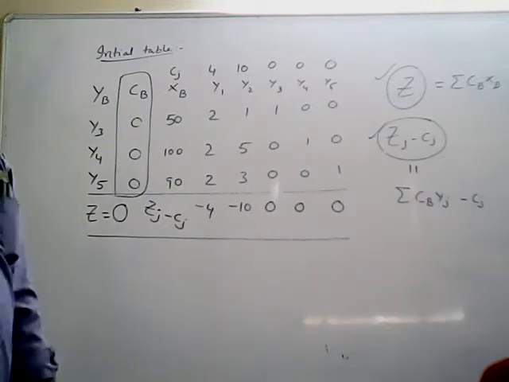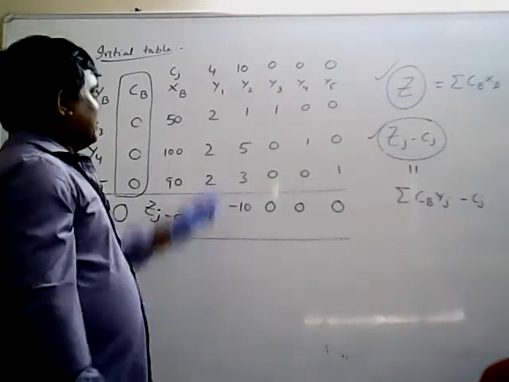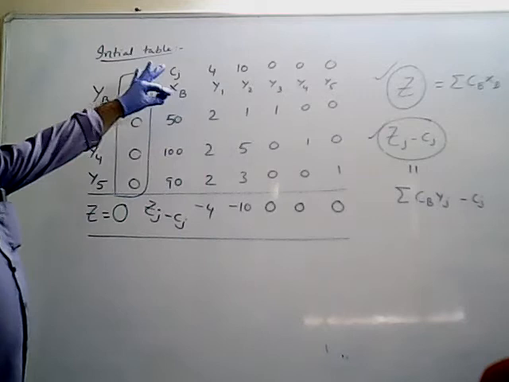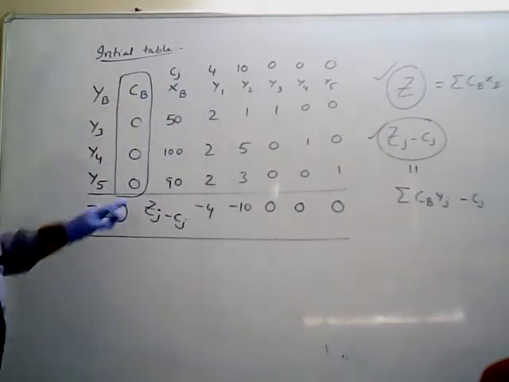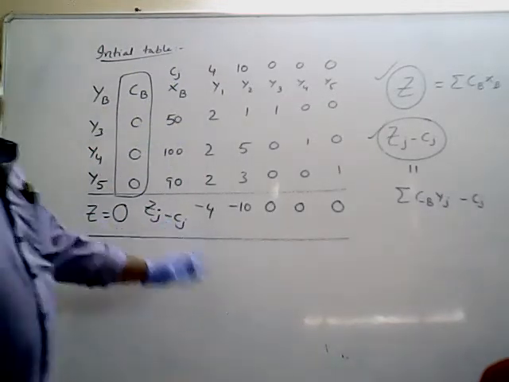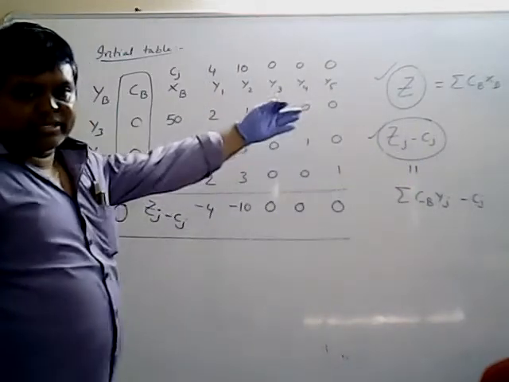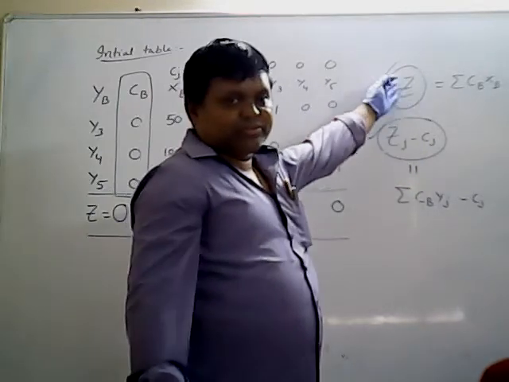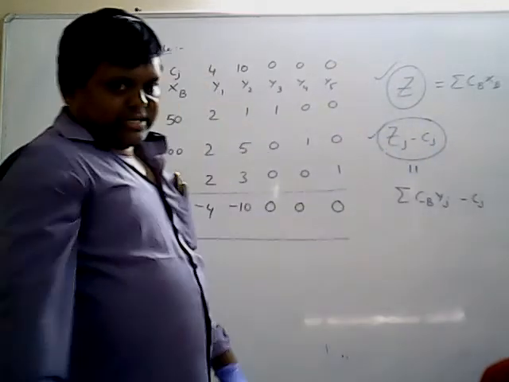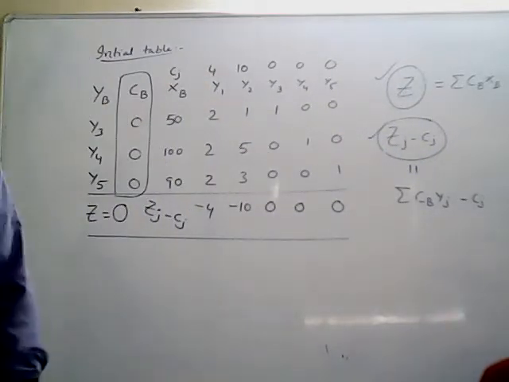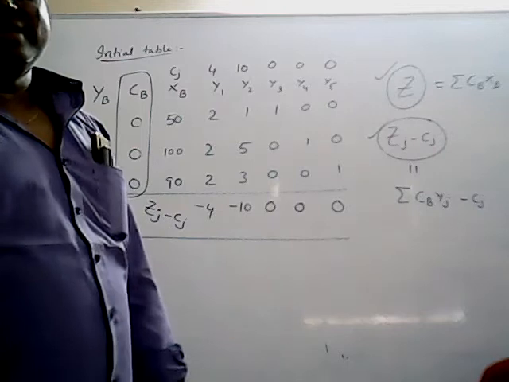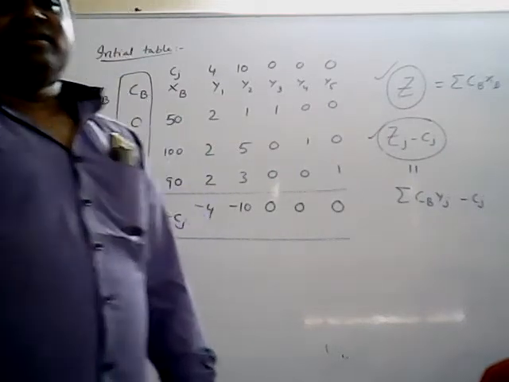This is step number 4. Step number 4 is nothing but you have to identify the simplex table columns, and after that you have to calculate the Z value and the net evaluation by using these formulas. Already the procedure is given to you, so you can calculate like this: Z value equals summation Cb into Xb, and Zj minus Cj equals summation Cb Yj minus Cj.